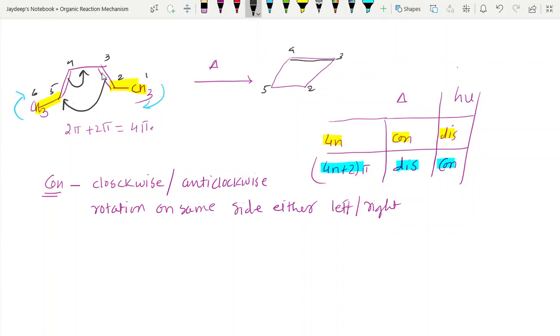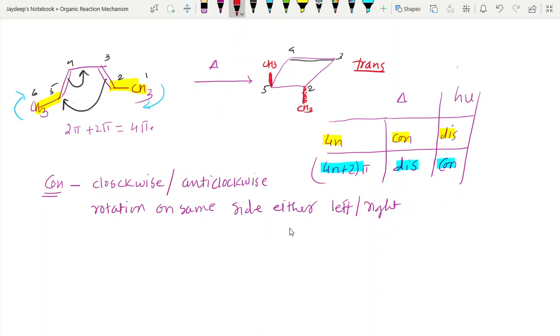And now we have to decide the position of the methyl groups at the 2 position or 5 position. One methyl group should be at the top, that is CH3 at the top, and one methyl group should be at the bottom. You can represent the bottom by dotted lines, and the top one by a thick line. So this is a trans isomer. This is a trans isomer.